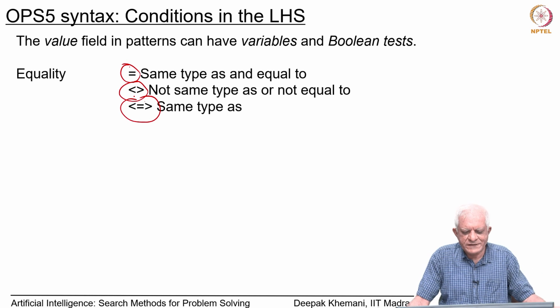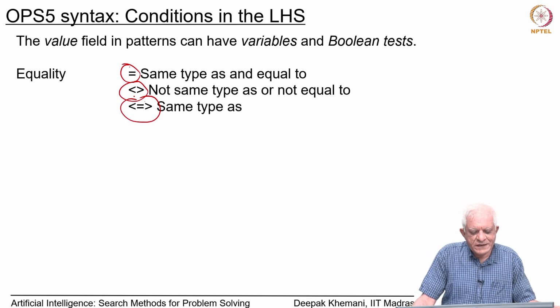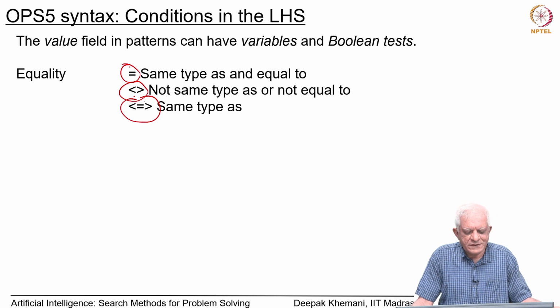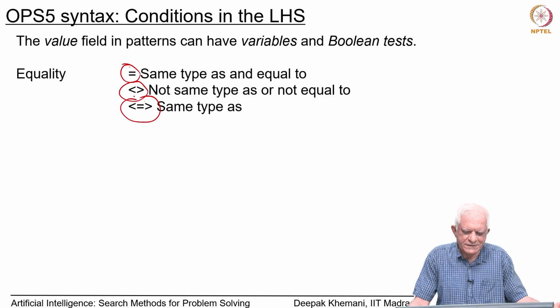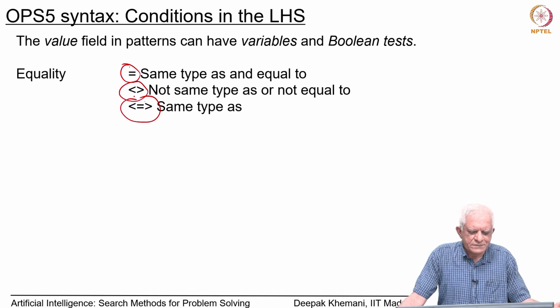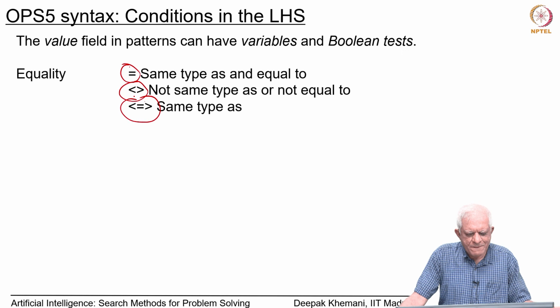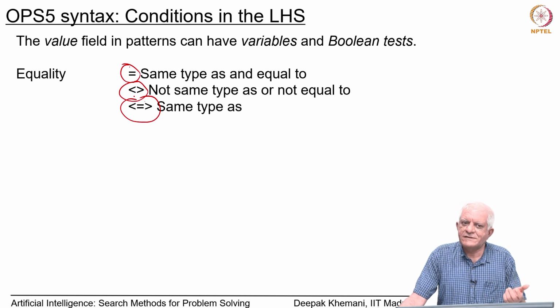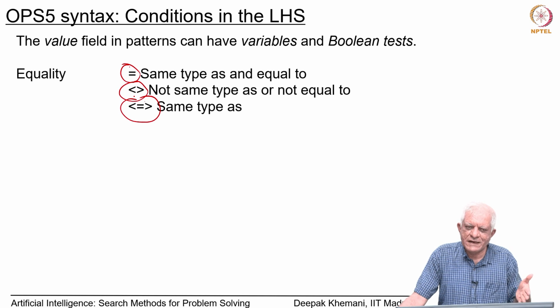The first one says same type or equal to, second one says not same type or not equal to, and the third one says same type as essentially. So, these are Boolean tests essentially. So, the value in the attribute field of the rule is same type as the value in the working memory element for the same attribute essentially.